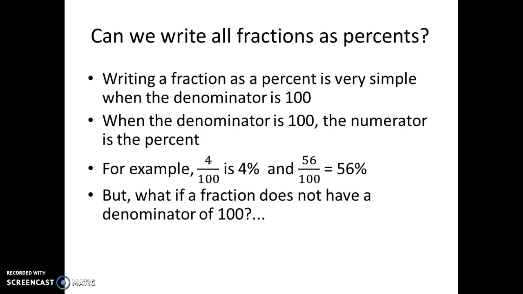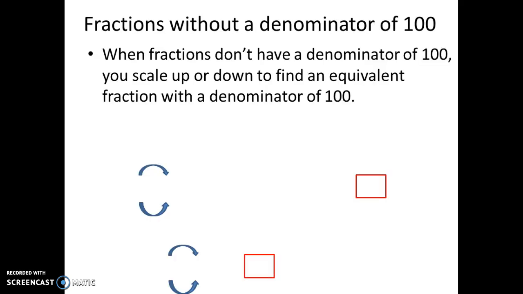But what if a fraction does not have a denominator of 100? Does that mean we can't write it as a percent? When fractions don't have a denominator of 100, we can still write it as a percent. All we need to do is scale the fraction up or down to find an equivalent fraction with the denominator of 100. So if we have this example here, we have 12 twentieths. Our denominator is not 100, so we can't just say that this is going to be 12%. We can either scale it up, or we could think about how we could simplify to get a friendly fraction that we then know what percent it is.